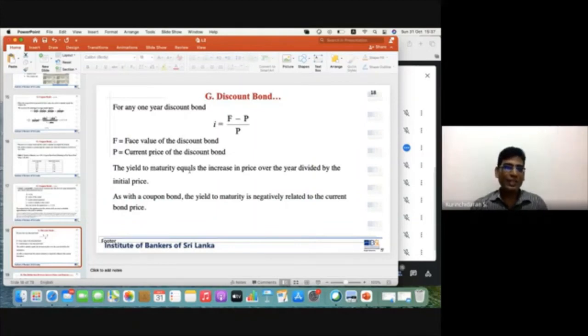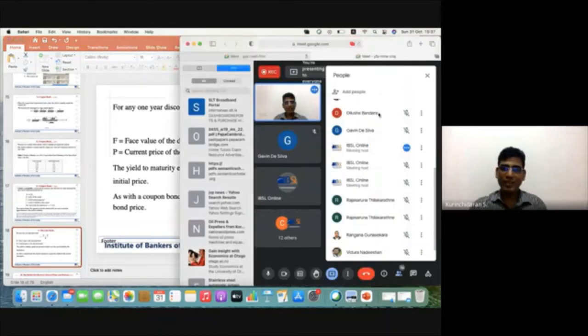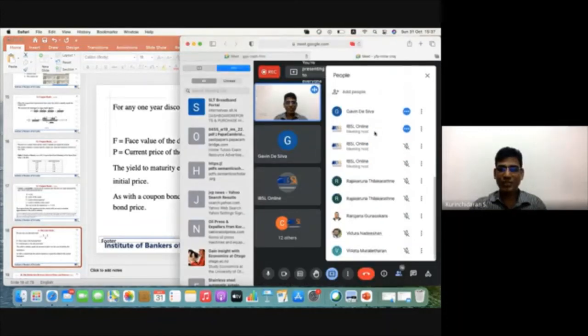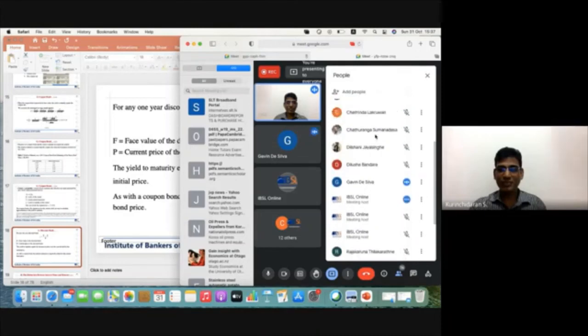Okay, now the next category, discount bond. When it comes to discount bonds, what can you think of? Which instrument can you think of? Anybody? Which instrument can you think of? Treasury bills? Exactly, yeah. So treasury bills.